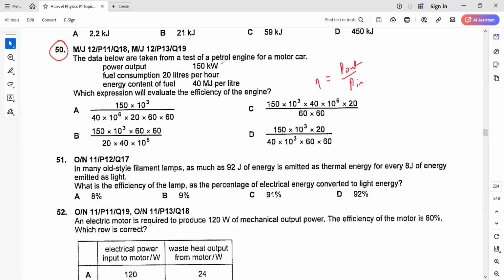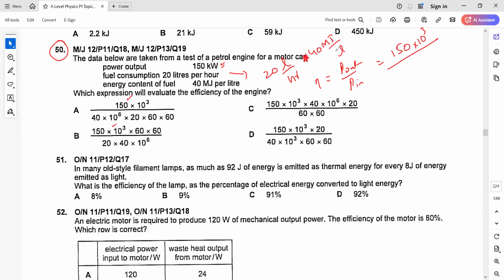So power output is 150 kilowatts. I see 150 everywhere. So 150 kilowatts, divided by power input. So for power input, fuel consumption is 20 liters per hour. Energy content of the fuel is 40 megajoules per liter.